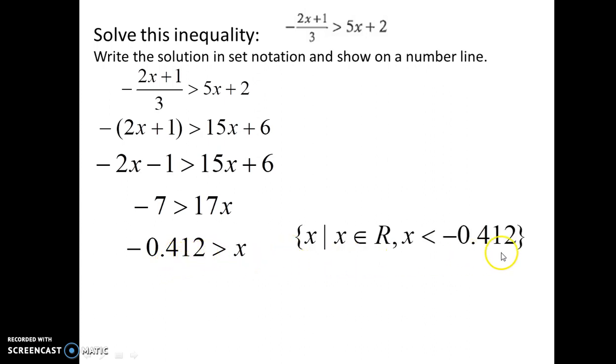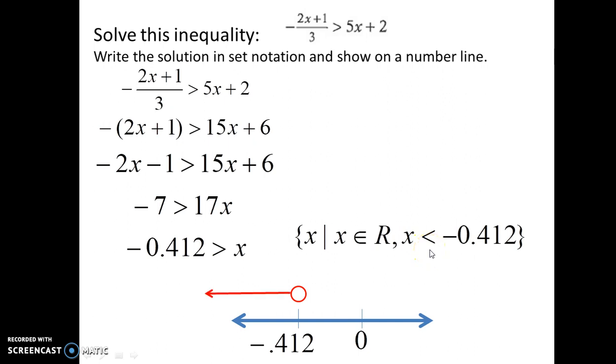All right, there's our set, there's our number line, there's the negative number, 0, and we're looking for x values less than that negative number. So open circle, because it's not equal to, and left arrow like that, showing all these negative numbers that way.